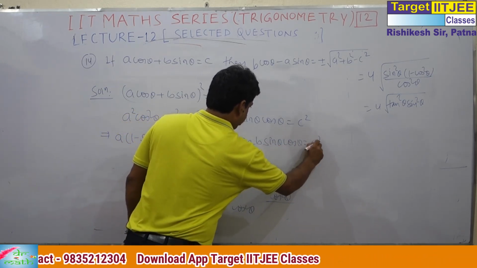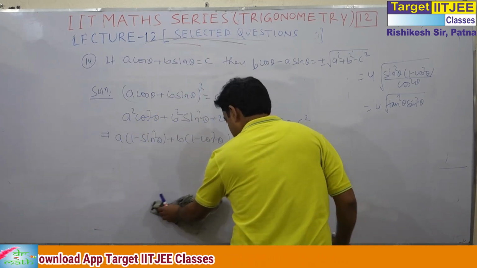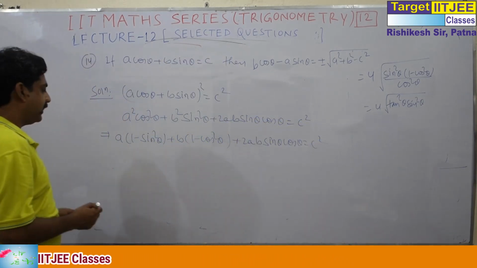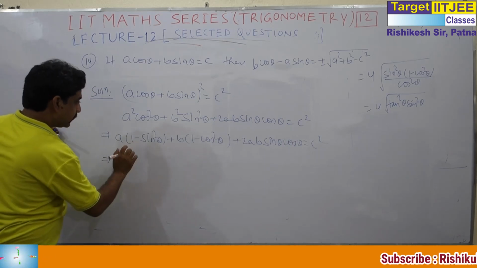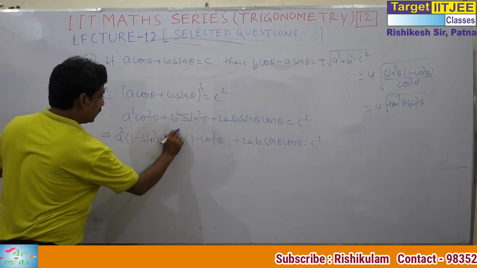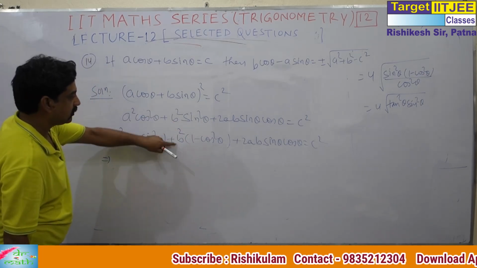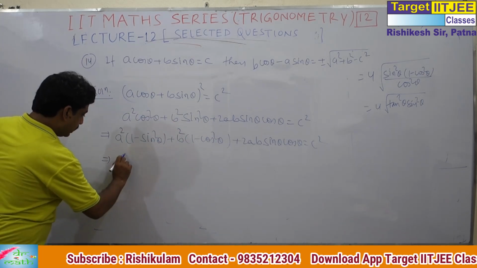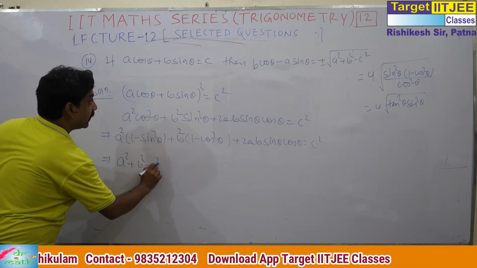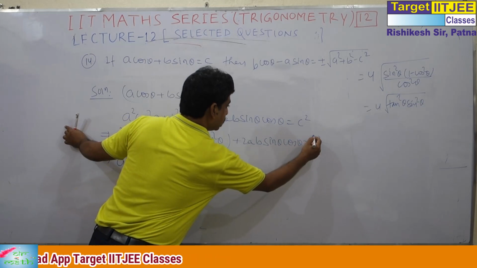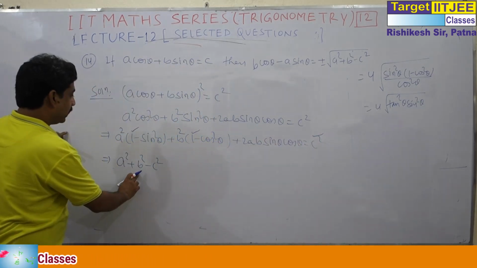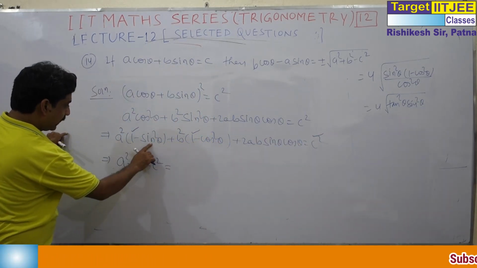Many of you have done this question in very different ways, but see the correct way. Now change the side. This is a square, this is b square. Change the side: a square plus b square minus c square. This is a square, this is b square, and this is c square. Side change, minus c square goes to the right side.